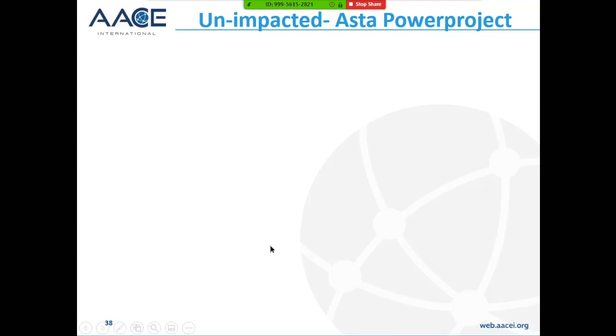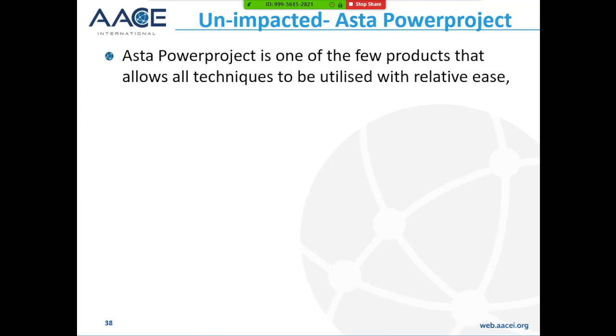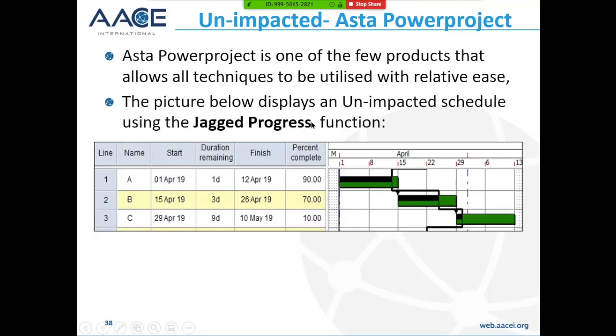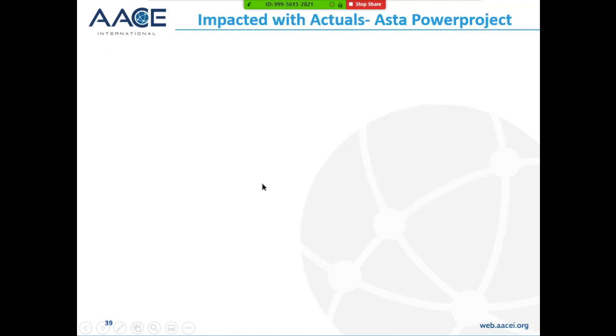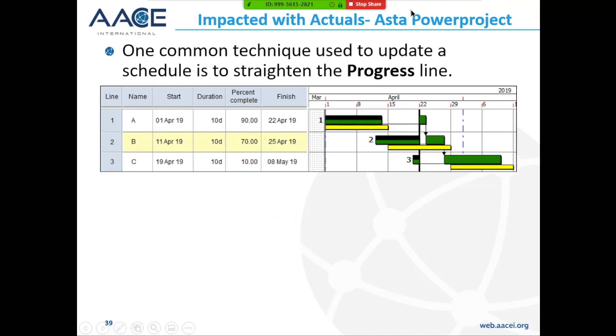So let's look at ASTA Power Project. How does ASTA Power Project handle these three processes? ASTA Power Project is one of the few products that allows all techniques to be used with relative ease. So if you turn on the jagged progress line, which is a technique in ASTA Power Project, you can enter the percent complete and it will show a jagged line here. So that's a fairly normal process with ASTA Power Project, and this is an optional function that may be turned on or off. When you want to use impacted with actuals, well, then you straighten the progress line.